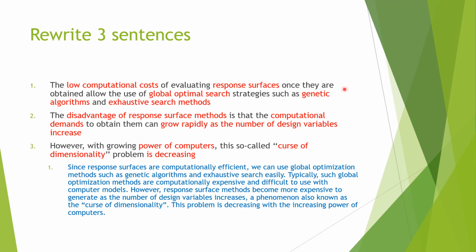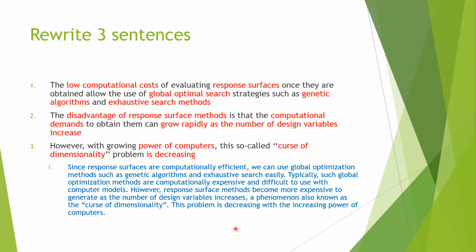Now I take three more sentences here, and essentially these sentences bring out certain aspects such as low computational cost of response surface methods. These are useful for certain algorithms which take a lot of computing time. And we also see some negative aspect of response surface methods, that the computational demands tend to grow as the number of design variables goes up. However, we know that with the power of computers increasing day by day, this problem is also decreasing. So I rewrite this in blue here.